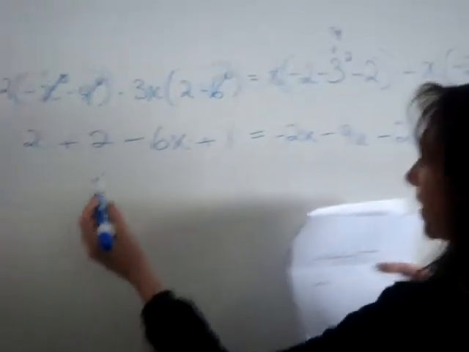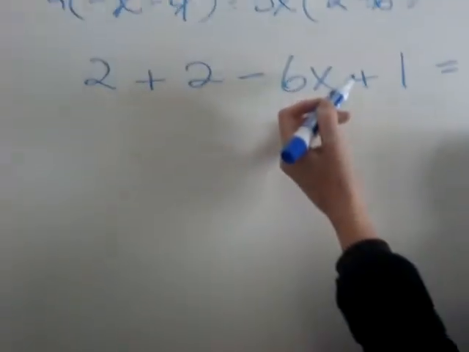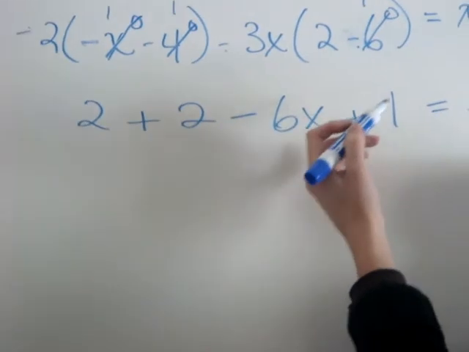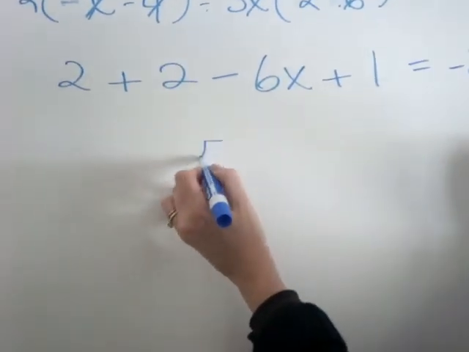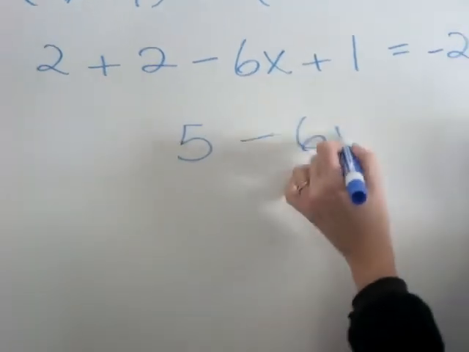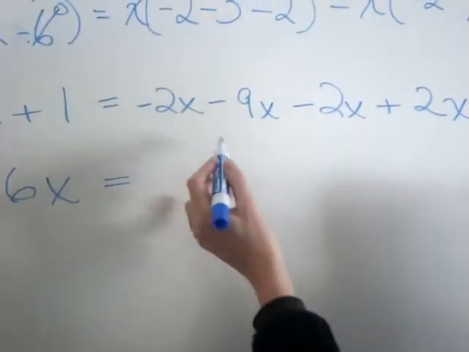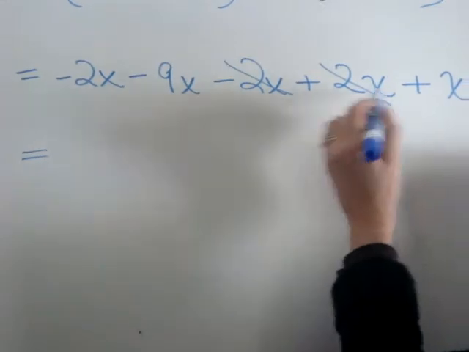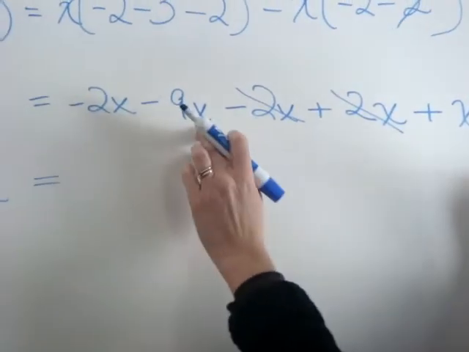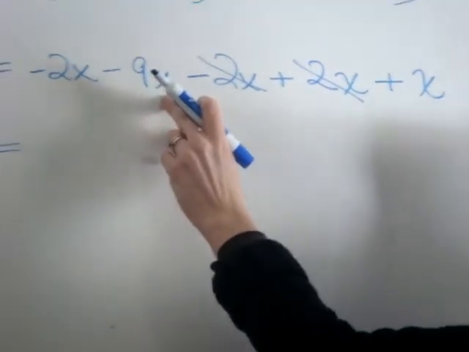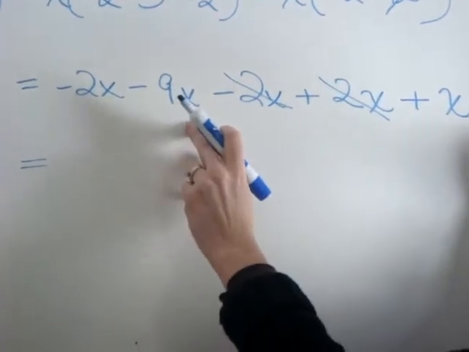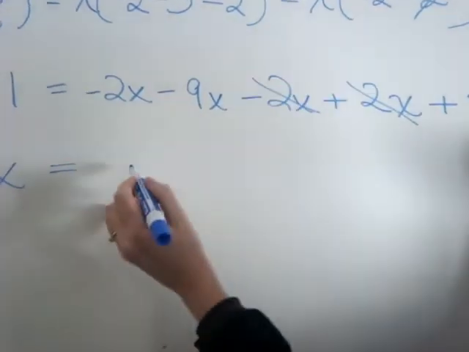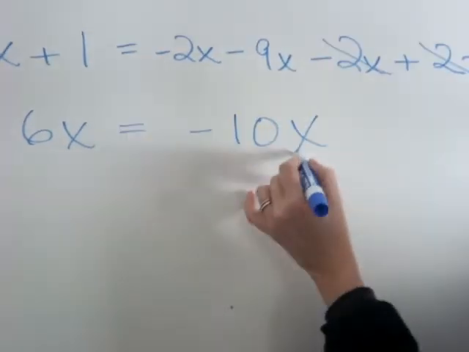So we're going to add, this is going to be 4 plus 1 is 5 minus 6x equals, let's get it, these would cross out. So we're going to get, that would be a -11. These all have x's unless I copied something wrong. -11 plus x would be -10x.